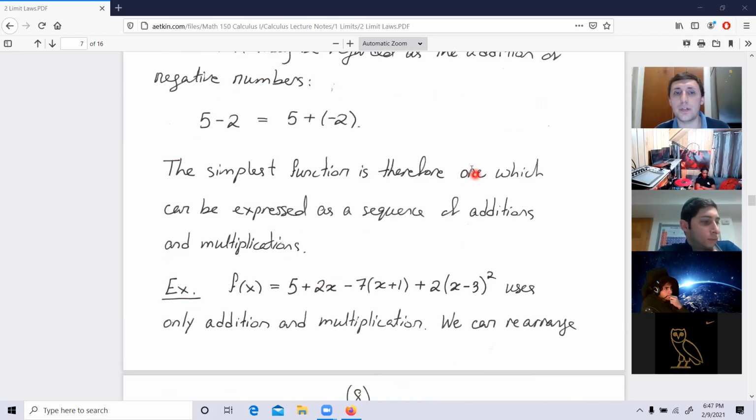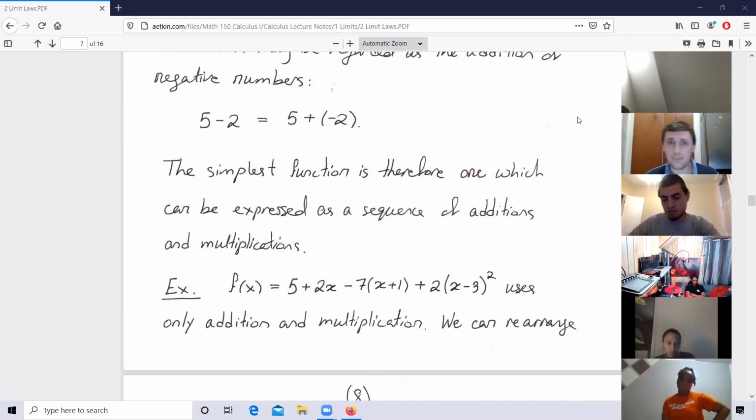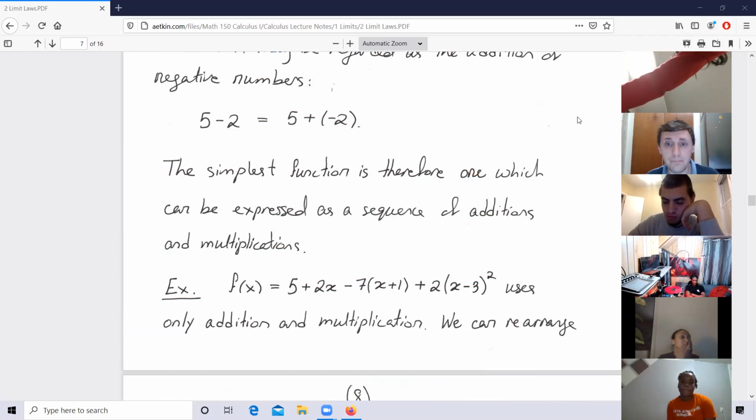Multiplication is another operation. Because those were the first operations you learned, any function that only uses addition and multiplication will be the simplest function possible. Do you agree? Anything that only uses addition and multiplication is the simplest possible machine. You're more familiar with it, okay?